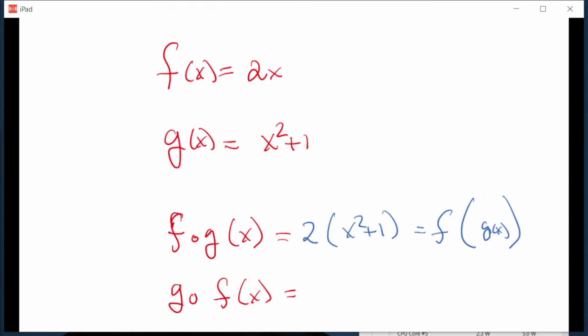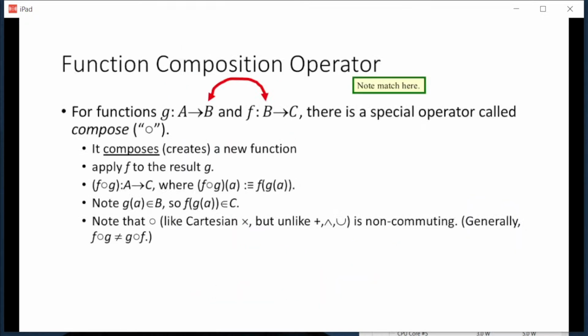Pearson, what's g of f of x? Just 2x squared plus 1. And that's the quantity 2x, right? Yeah. 2x squared plus 1. And there again, you're just plugging f of x in everywhere you see an x up there. So very nice. That's easy enough.